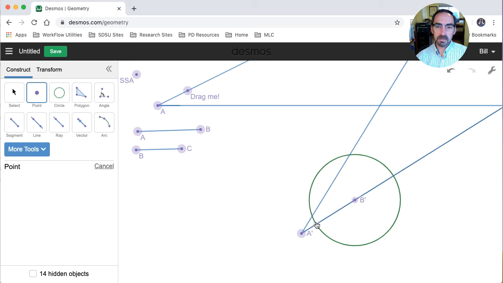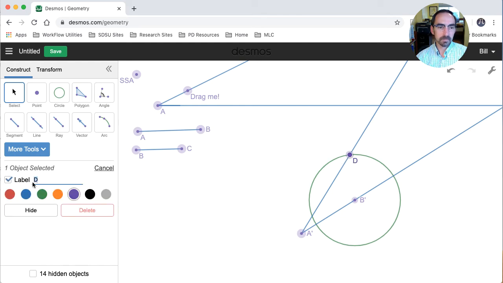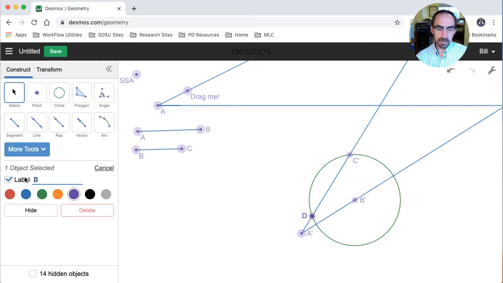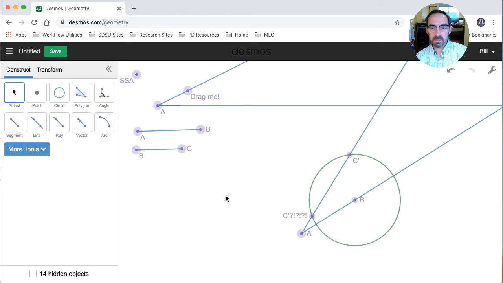But notice that point C could be here, or C prime I should say, or it could be here. So we could mark, for example, this is C prime right there. But we could also say that C prime is over here. And now we've got a bit of a problem. So I better write this as C prime question, exclamation, question, exclamation, question, exclamation. Because I'm not too sure which of these 2 points should be C prime.